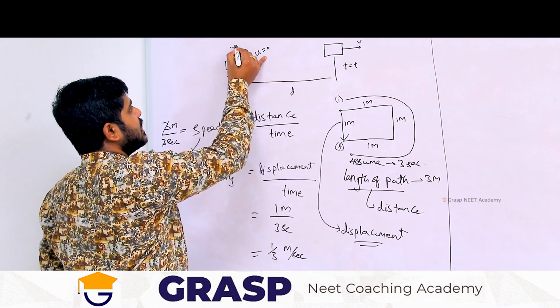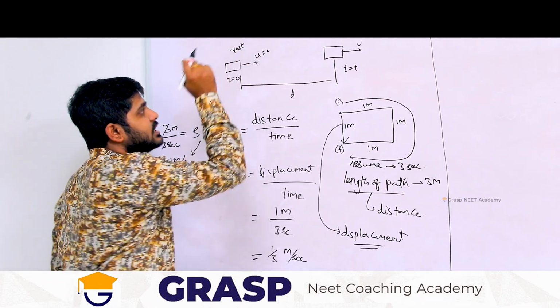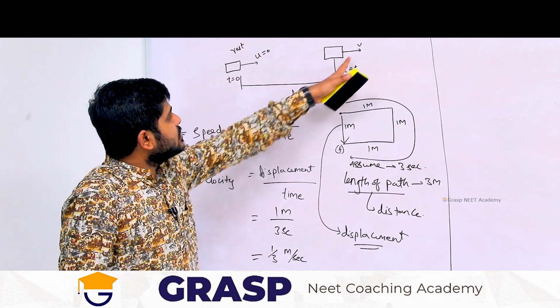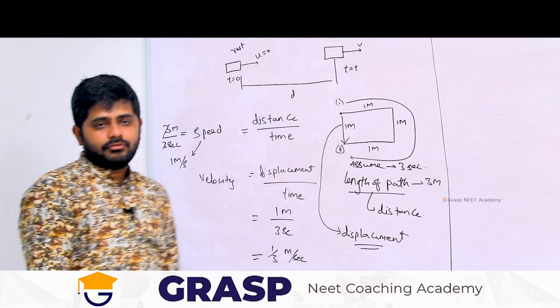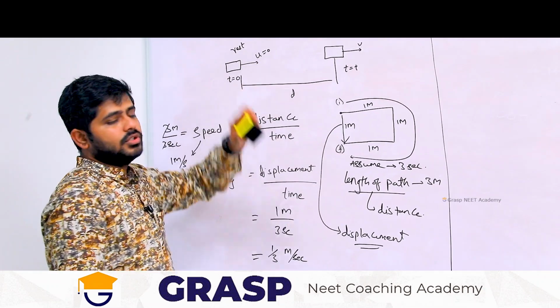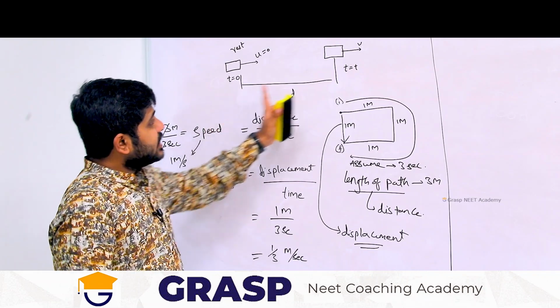If initially it is starting from rest, we will take initial velocity as 0, and when after time t it reaches here, we will consider it as v. If initially it is not starting from rest, we will take it as u. This is in linear motion.